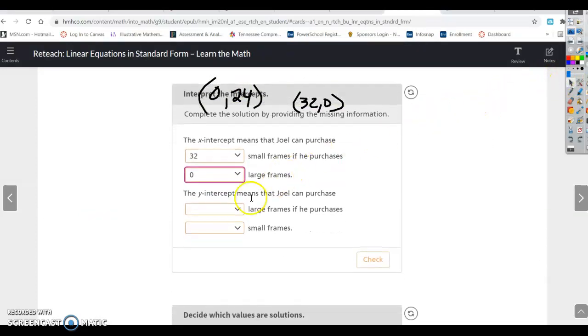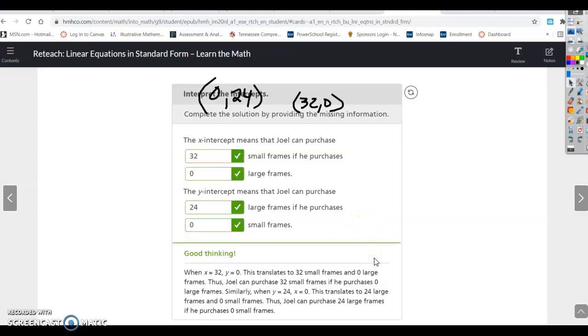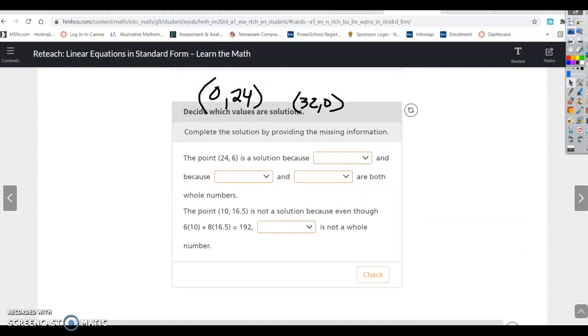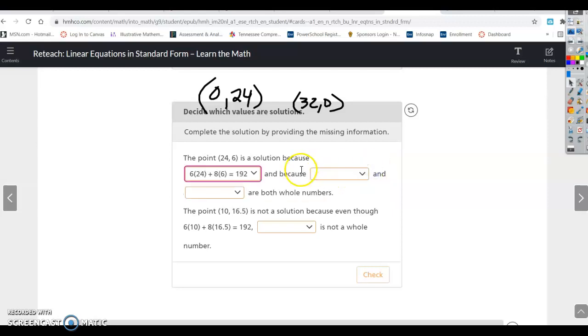The y-intercept means that Joel can purchase 24 of the large frames if he purchases 0 small frames. The point 24,6 is a solution because if you plug in x and y into your equation, $6 for each small frame, and $8 for each large frame, if you check this equation, it will be $192, which is what he has.